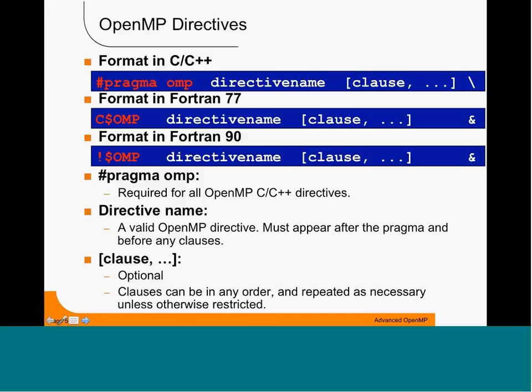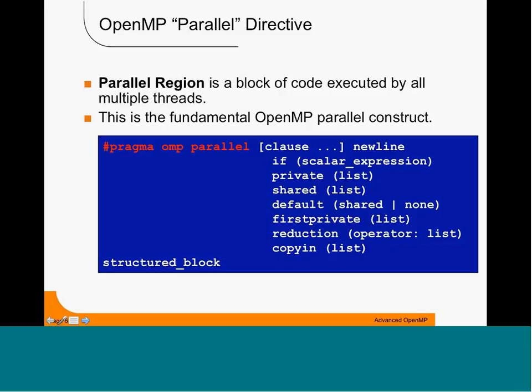In Fortran you use $OMP and the directive name. In Fortran 90 you say $OMP directive name. So, the example or the syntax for a parallel region. It says pragma omp parallel, and then you can have private and a list of variables, shared and a list of variables, default, firstprivate, reduction, copyin. So this is the fundamental structure of the parallel construct.